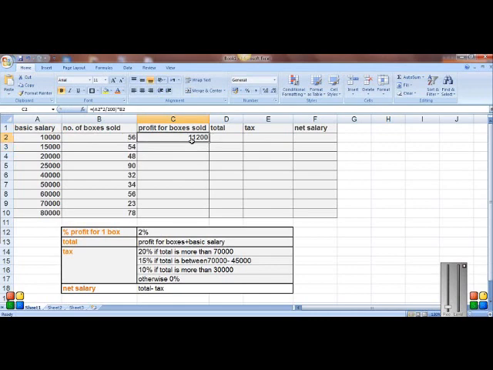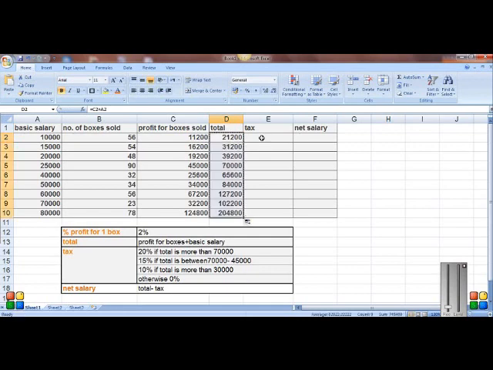Now simply, if you want the formula to be applied to the other cells, we will drag it and here it comes. That's it. Now to find out the total, as I said, simply it is the profit for the boxes plus the basic salary. So equal again, profit for the boxes plus the basic salary, enter, and that's the answer. Again, drag, and here we get all the data.